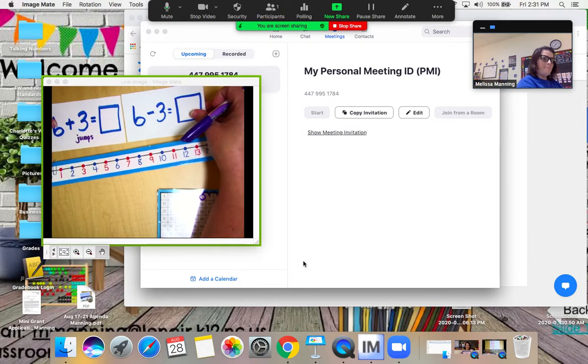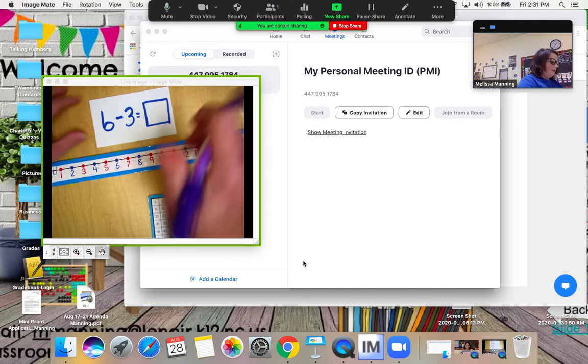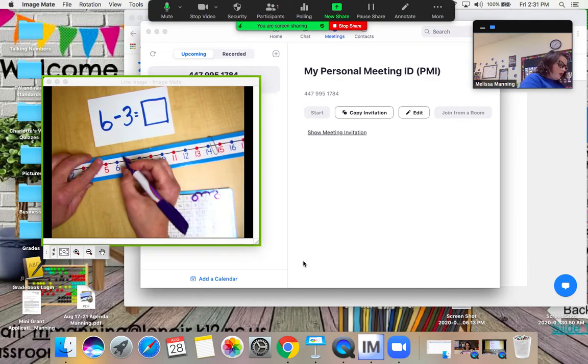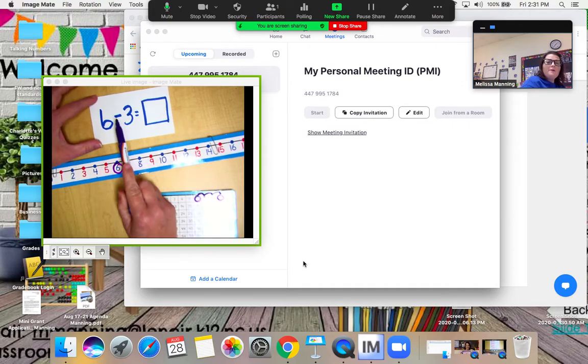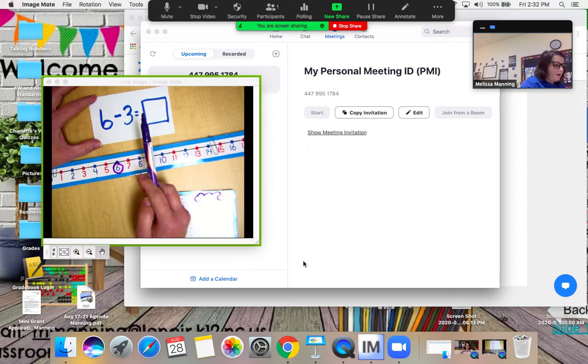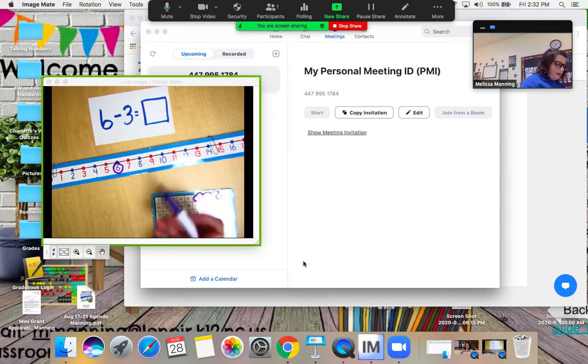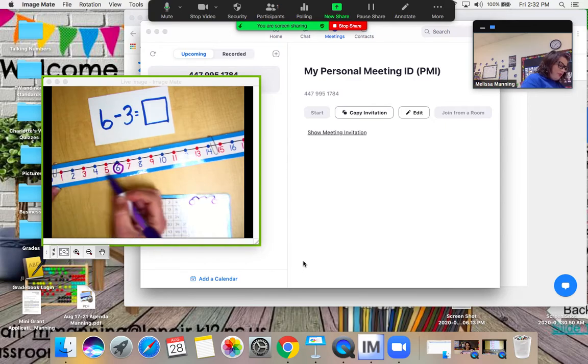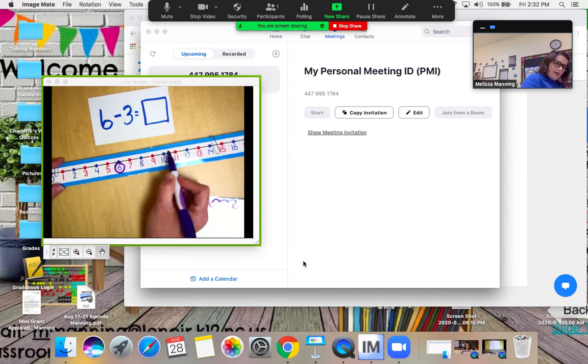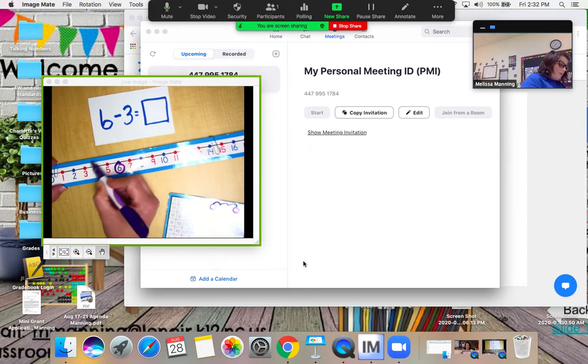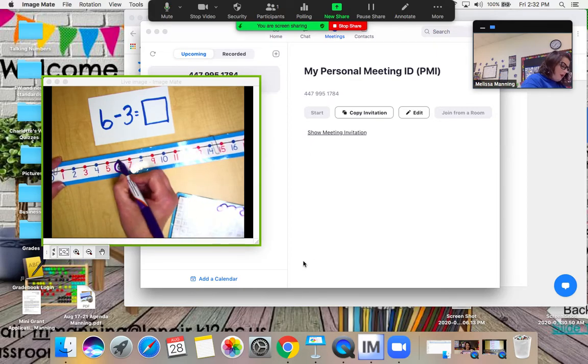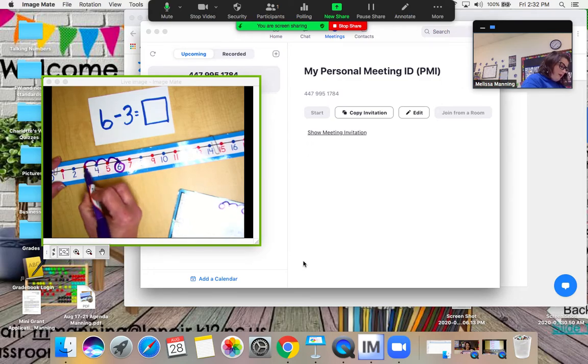It's 6 minus 3. I'm going to start at 6 again, but this time I'm not adding jumps, I'm taking away. So when we're taking away, we want to get smaller, and we won't have as much when we get done. So we will go the opposite direction. Instead of jumping this way to plus or to add, we're going to jump backwards to subtract. So we're going to count the jumps, starting at 6, because that's our start number, and then 1 jump, 2 jumps, 3 jumps.